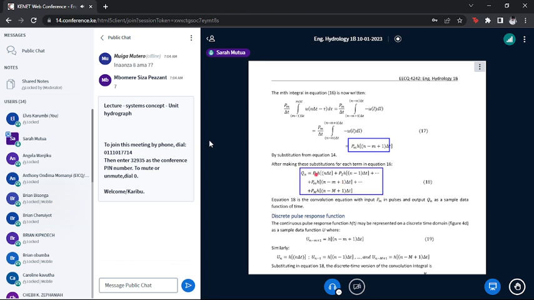This is only when rainfall is during the rainfall period and also even after the rainfall has elapsed. And generally, equation 18 is the convolution equation with input P M in pulses and Qn as sample data function of time.